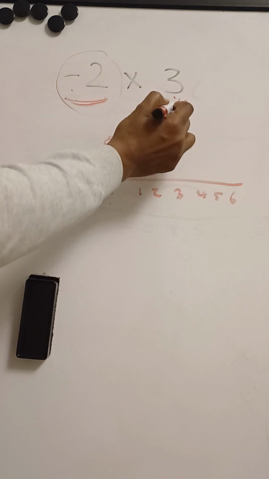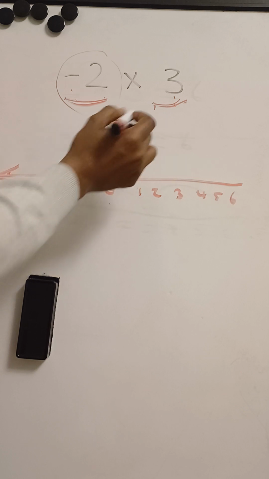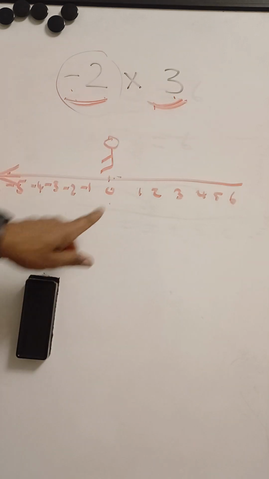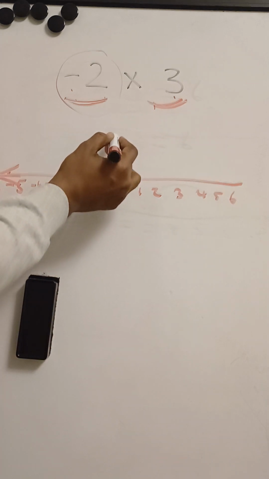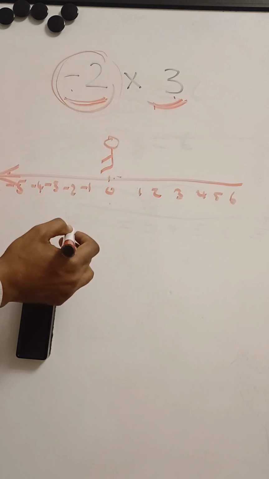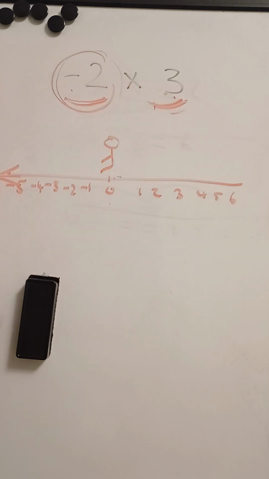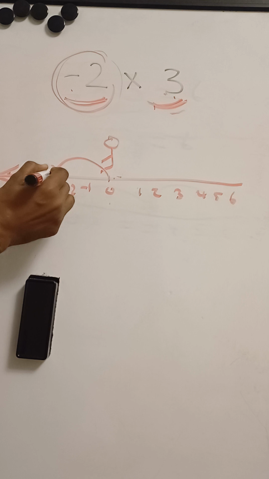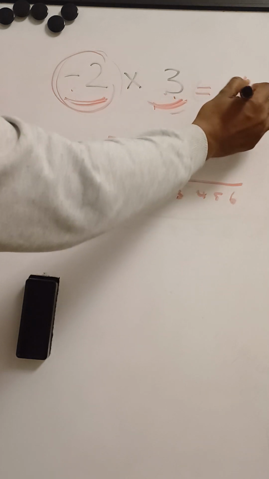So, again, negative 2 times 3, it's 3 plus 3 to which direction from the 0? We face left because this number is negative. We're moving forward because this number is positive. So we move 3 steps and then we move another 3 steps and we end up with negative 6.